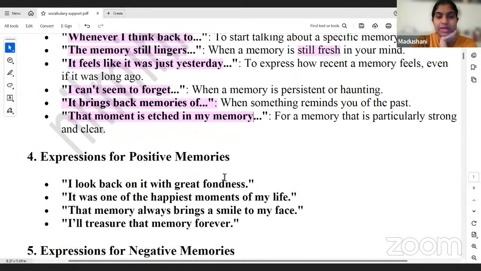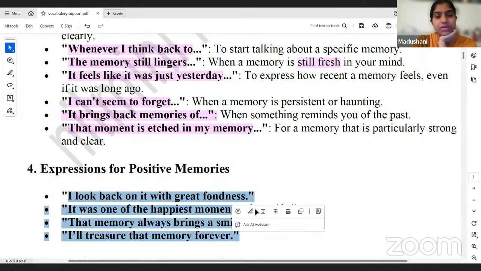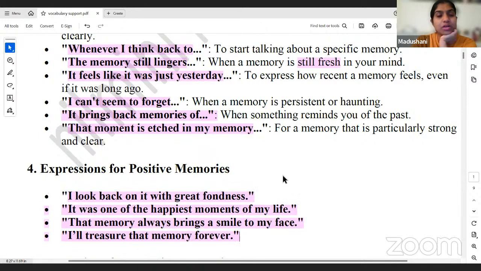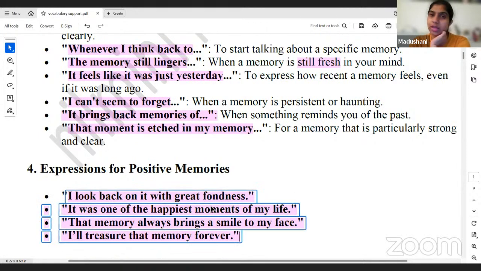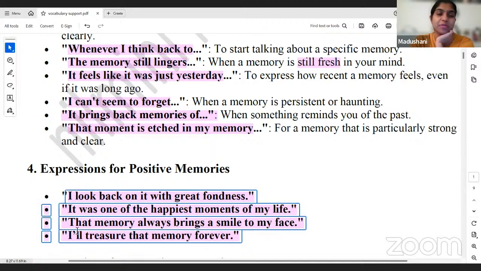So expressions for positive memory. If you're talking about a positive memory, then you can use these. I look back on it. You don't need everything, but just make sure to take one or two positive memory phrases. I'll treasure that memory forever. That memory always brings a smile to my face. This is beautiful. That memory always brings a smile to my face.